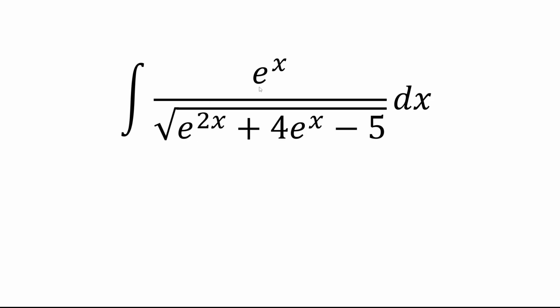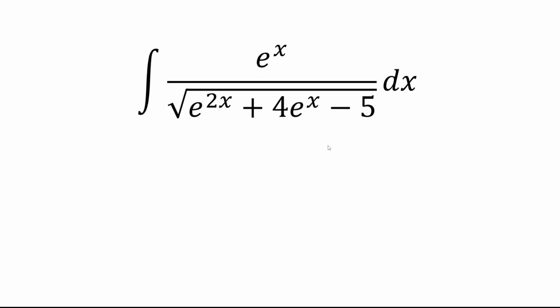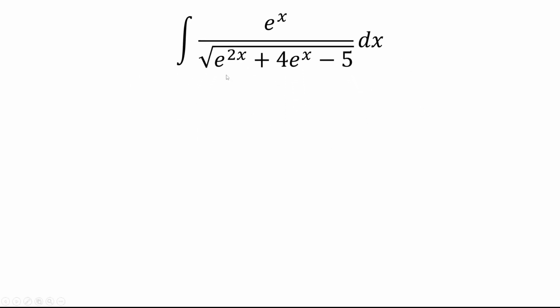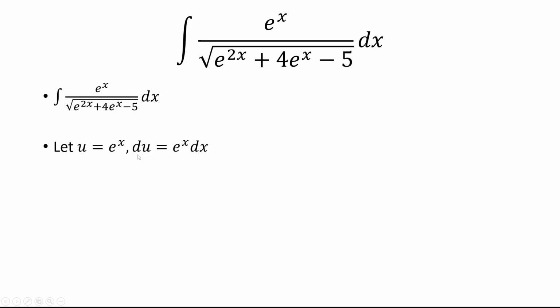In this video, we want to integrate e to the x over the square root of e to the 2x plus 4e to the x minus 5. Now, we see a bunch of e to the x's, so let's make a u substitution. We'll let u equal e to the x, and so du is e to the x dx. So on the top, e to the x dx is just du. And then the square root, we have u squared plus 4u minus 5.